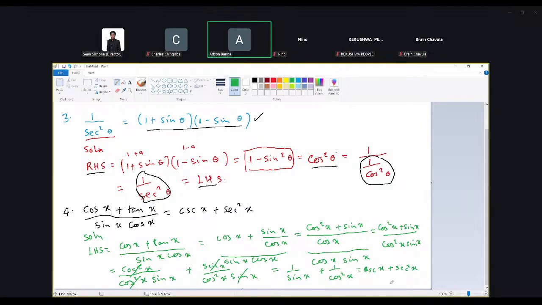Okay, so you can see that this is what we have as the right-hand side. So that's what we wanted to get. So we have verified that the left-hand side is equal to the right-hand side in this particular situation. Is there any question?